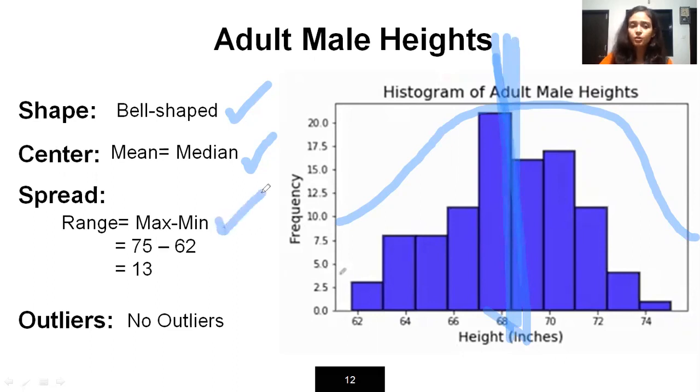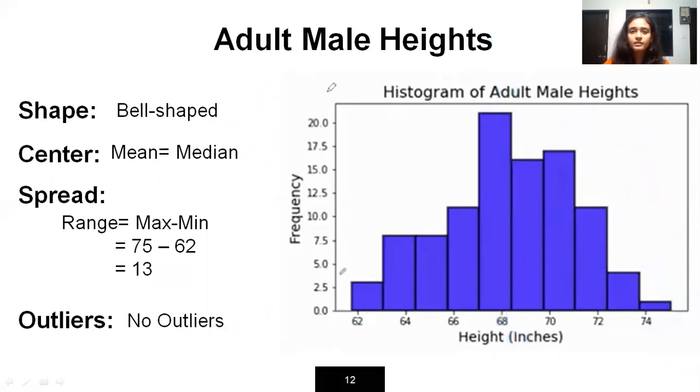Then comes the range. What is range? It is the maximum value minus the minimum value. Suppose over here my maximum value is 75. In the graph, you can't see it clearly, so I'm assuming that my maximum value is 75 and my minimum value is 62. So my range will be 75 minus 62, that is 13. And suppose there are no outliers, because over here there are no data points which are far from the other data points. So I will say that there are no outliers.